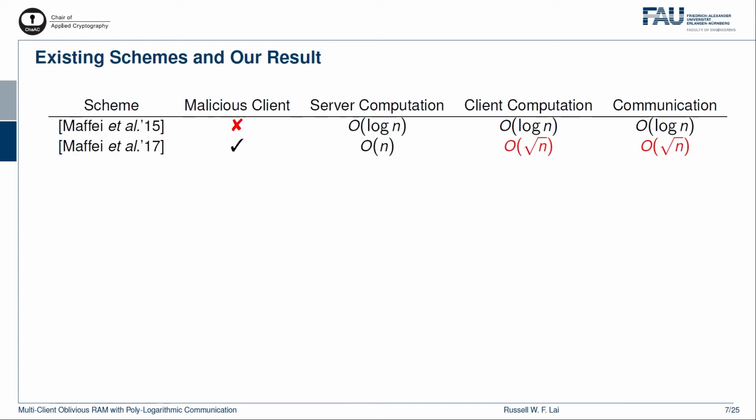MC-ORAM is quite young as a notion, and there were only two existing schemes. The first scheme achieves basically the same complexity as a single client ORAM, but it is not secure against malicious clients. The second scheme is secure against malicious clients, but requires linear server computation and square root client computation and communication. In the same paper, the authors also show that the linear server computation is necessary in the Bose-Binz model. However, there are no known lower bounds for client computation and communication.